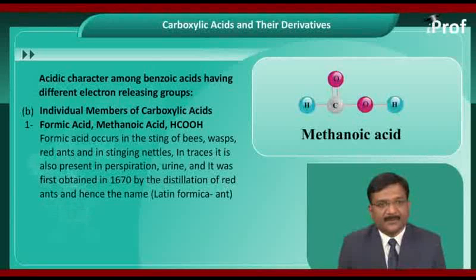Formic acid is generally present in the sting of bees, wasps, red ants, and in stinging nettles, and all other insects which use their sting for their defense. Commonly these insects are called dunk wale insects.